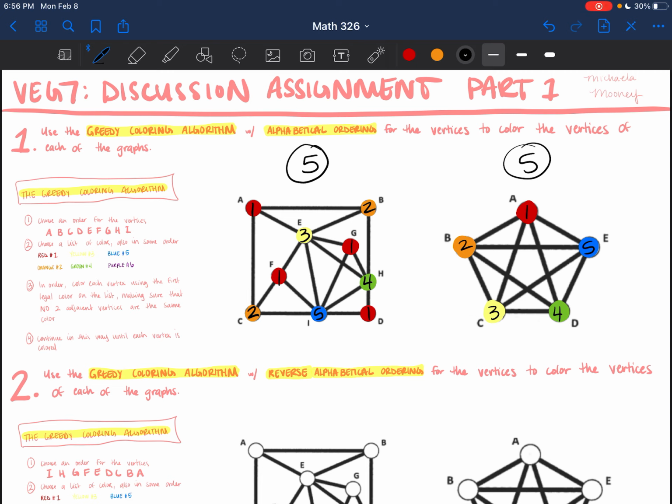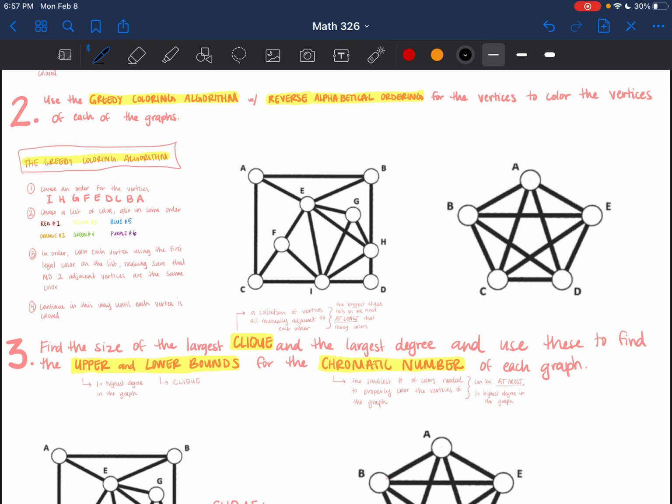Now, if we move on to question number 2, we are going to use the greedy coloring algorithm with reverse alphabetical ordering for the vertices to color the vertices of each of the graphs. So we are going to be using same exact steps, same exact rules, same exact colors, except our order is going to be reverse alphabetical order. And I wrote that out because I am not good at reverse alphabetical order, so I'm going to be using this for reference as we go along.